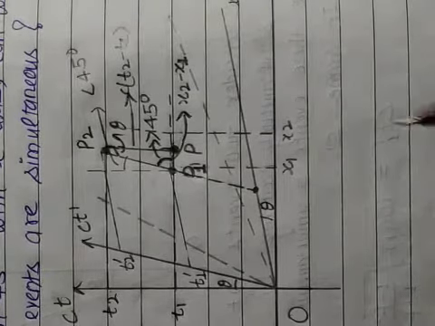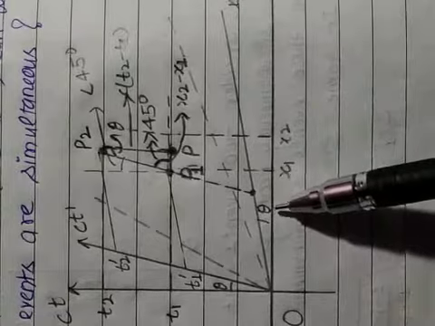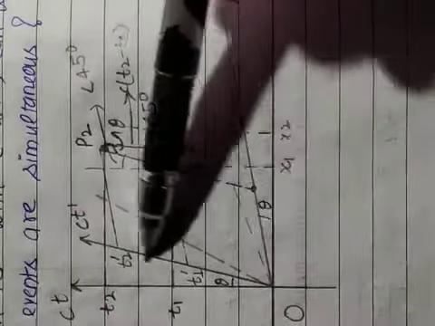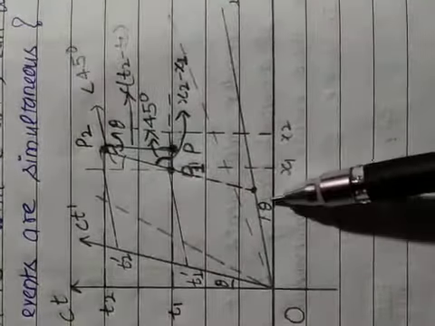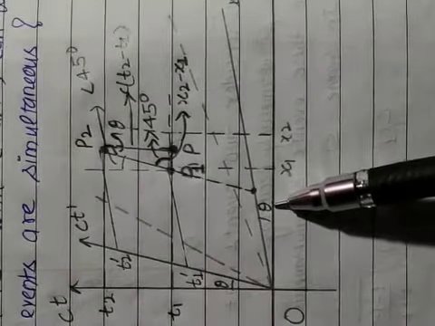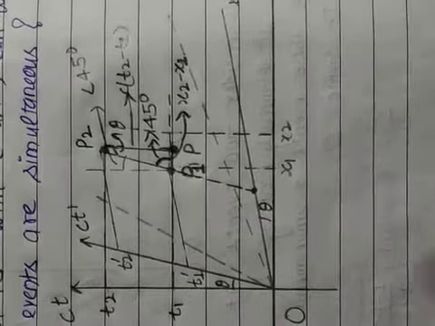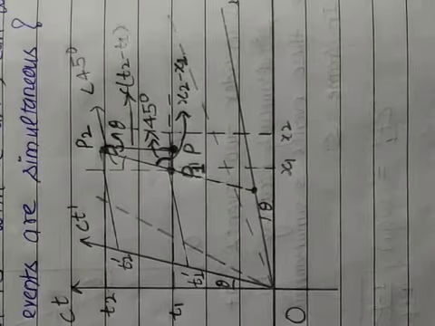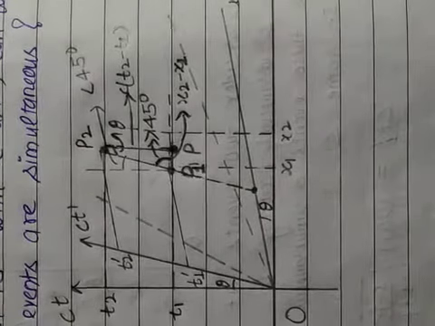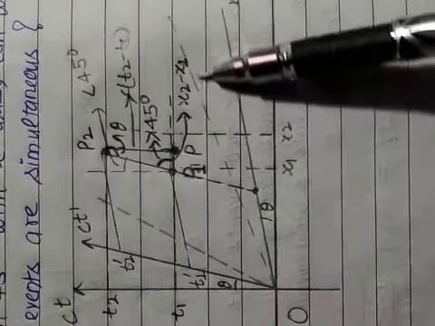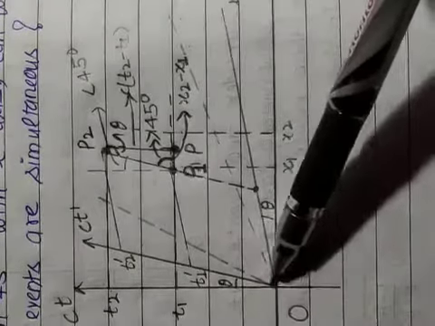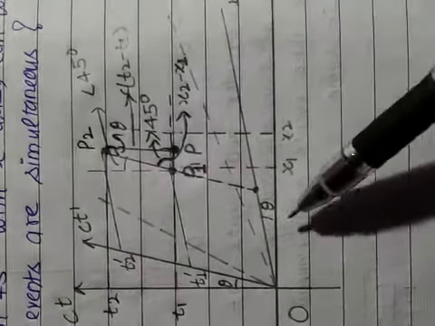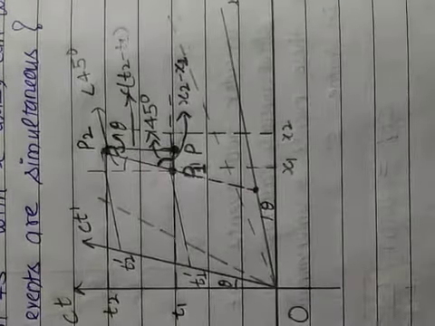Now if we increase theta, this is my X prime line and this is my CT prime line. If we increase this angle theta, then we find some other X prime and new CT prime lines. So this is the new X prime line, dotted line, and this is the new CT prime line. And I know the condition.